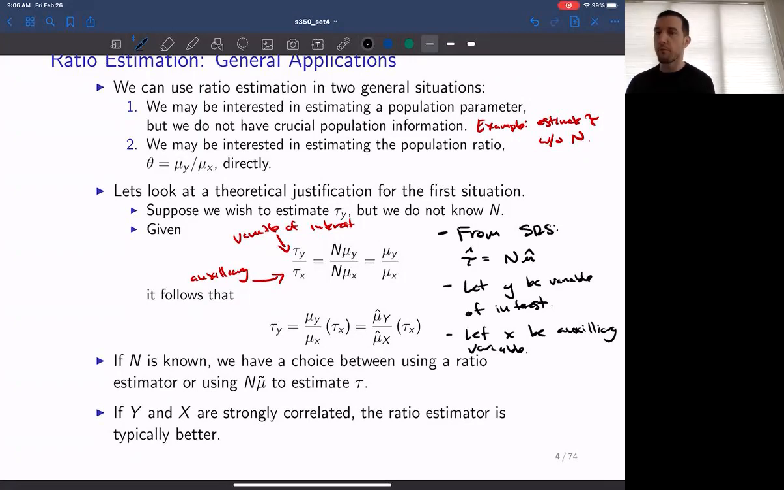And if we rearrange, we then have tau y is equal to mu y over mu x times mu x. So if we replace mu y over mu x with their estimates, then we build an estimate for tau y. So this ratio of mu y to mu x is our ratio estimator, or the ratio that will be of interest to us when we are studying a mean or a total, because we can see that even when studying the total, we get cancellation of the population size. Okay, so that would be the first situation where we would want to use ratio estimation to estimate some population quantity, for example, the total, when we are missing a key piece of information.